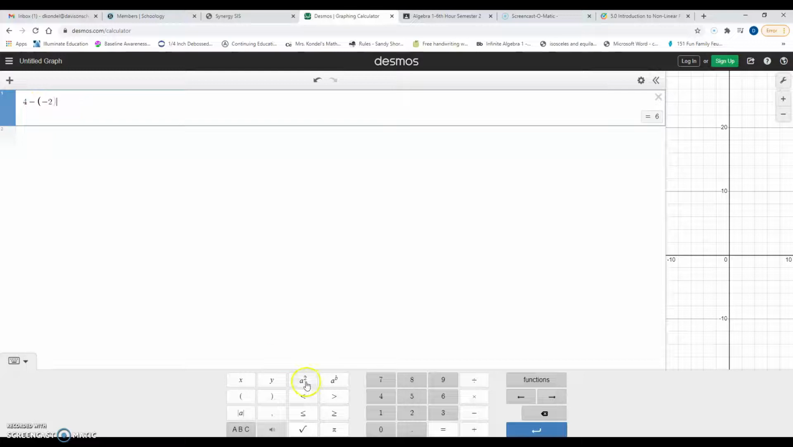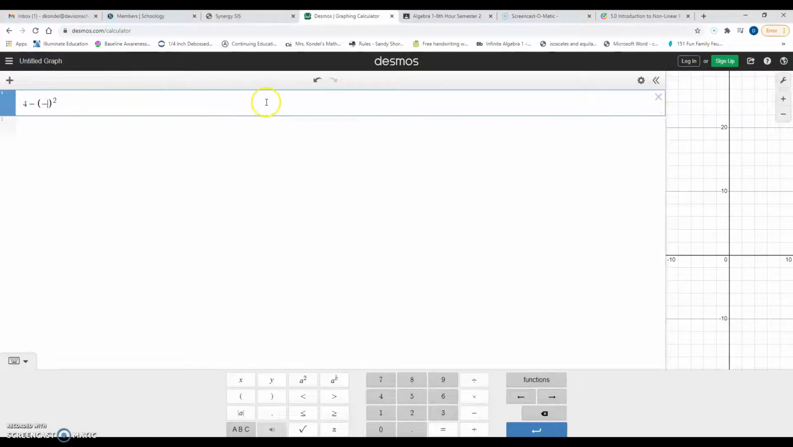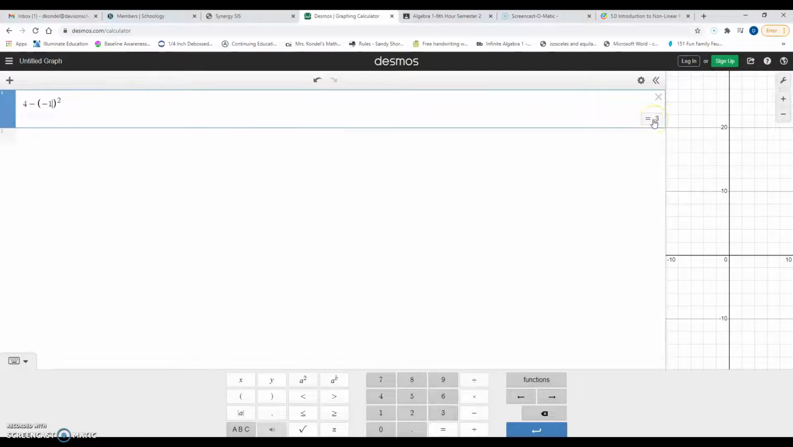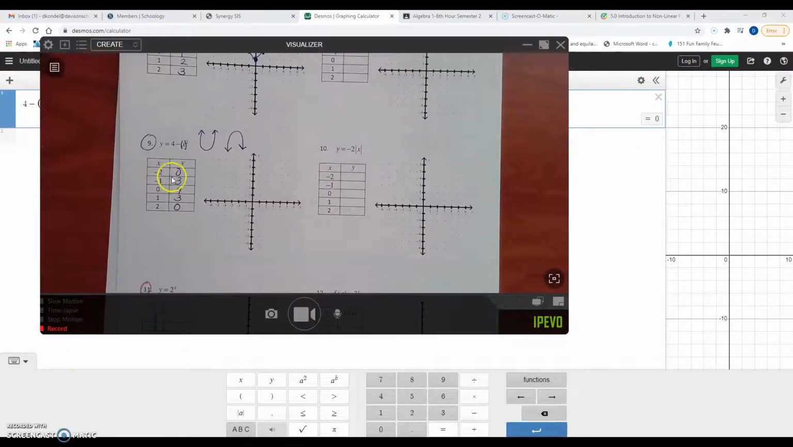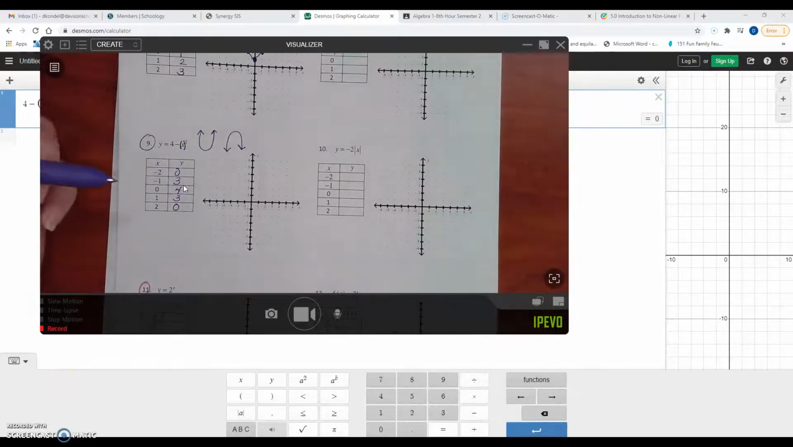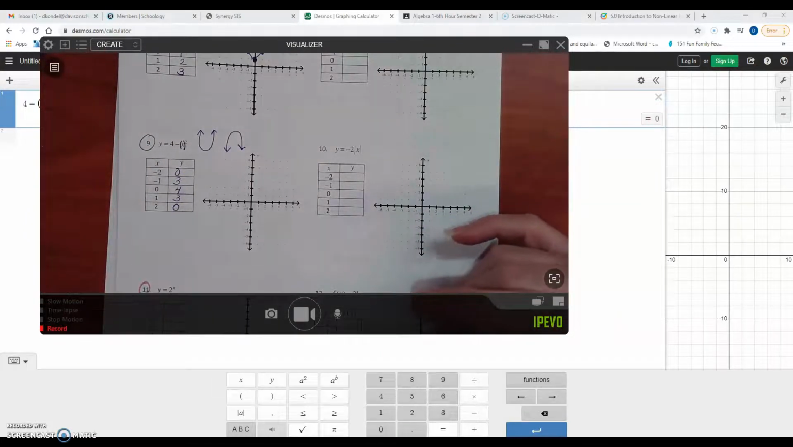Now down here, see this little square right here? Squared. And then it tells me I get a 0. So we get 0. Now instead of the -2, I'm going to have a -1, and that gives me a 3. Instead of a -1, I have a 0, and that gives me a 4. Instead of 0, I'm plugging in a 1, and I get a 3. And instead of a 1, I'm going to plug in a 2, and that gives me a 0. So here is my table, right here. And I am going to now plot these.